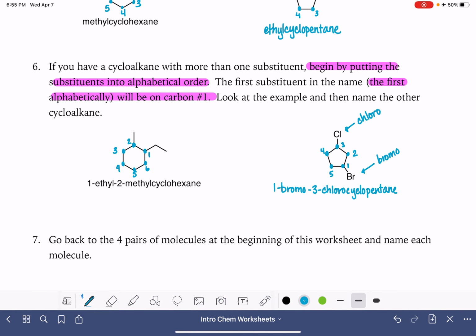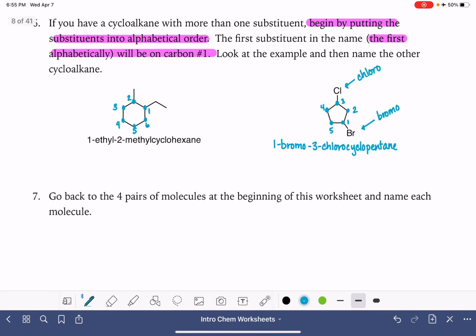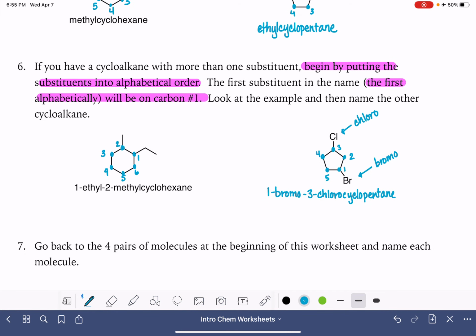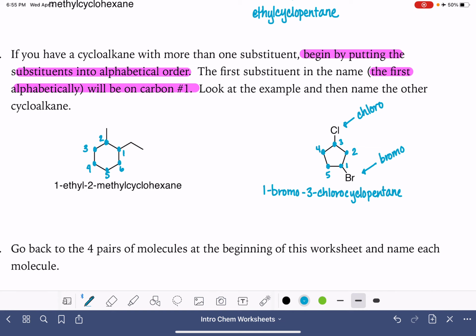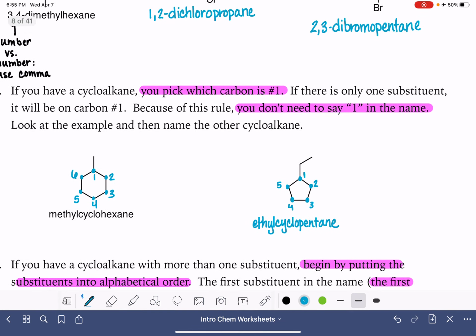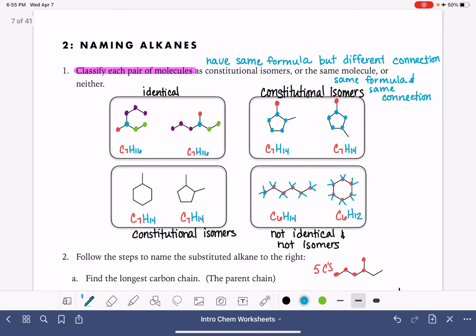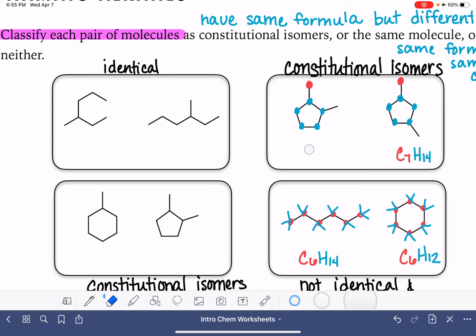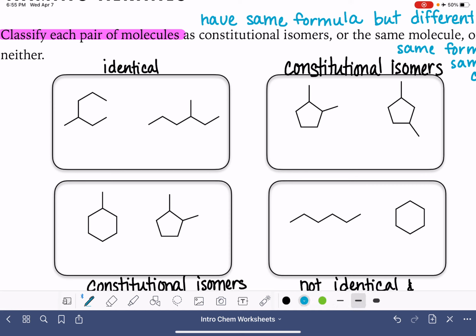Now, the last thing that I have on this worksheet is to go back to the very beginning where we were doing the constitutional isomers versus identical and name all of those molecules. This video is getting pretty long, so I am going to go back to the beginning of the worksheet, but I'm going to name those molecules really, really fast. So maybe what would be cool to do is pause the video and see if you can name these molecules on your own and then come back to the video and see how you did, because like I said, I'm just going to plow through these names really quickly.